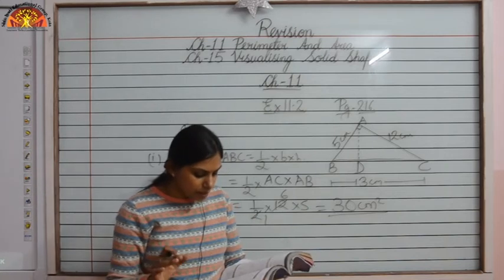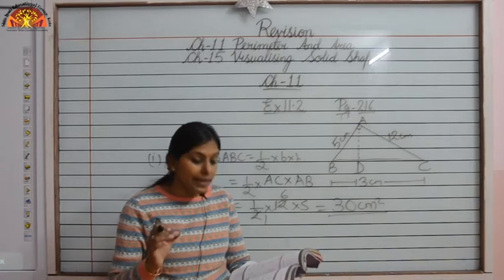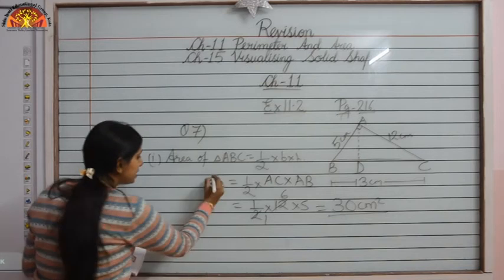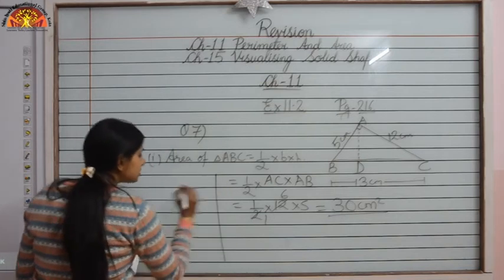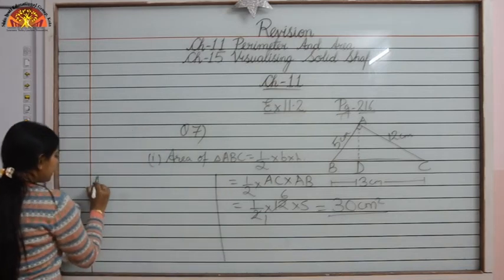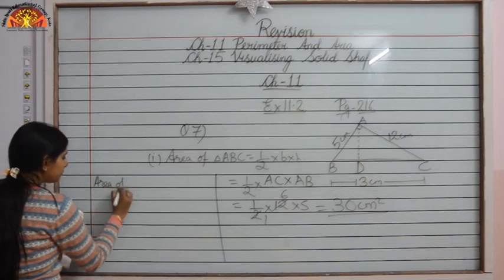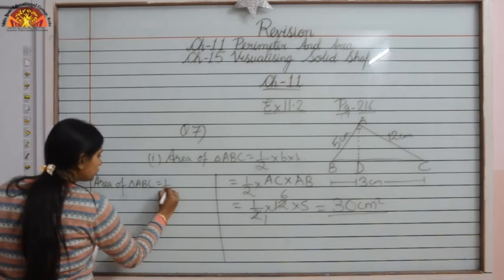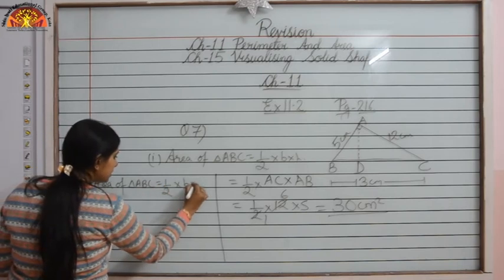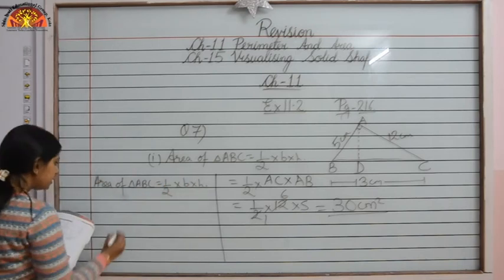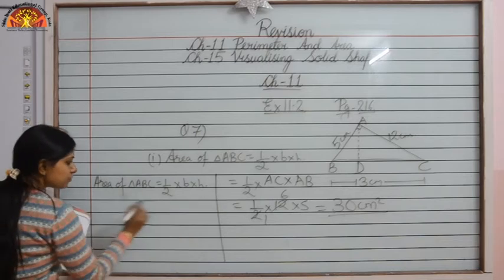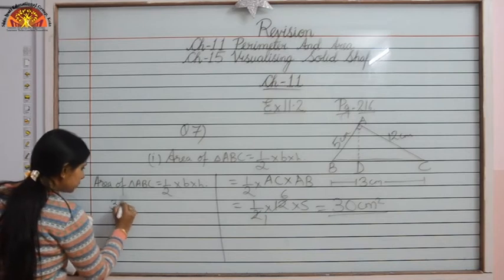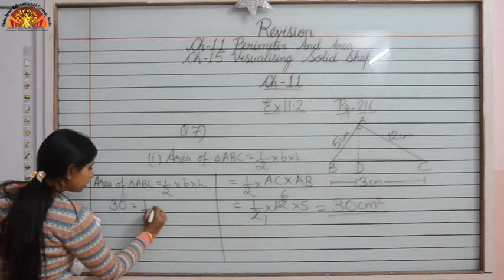Now the second part is you have to find the length of AD. Okay, we have to find the length of AD. So we can just find it out now. So again, area of triangle ABC is equal to half of base into height. So area of triangle ABC, as we have just calculated, is 30 centimeter square. So we can just substitute the value, half of base.